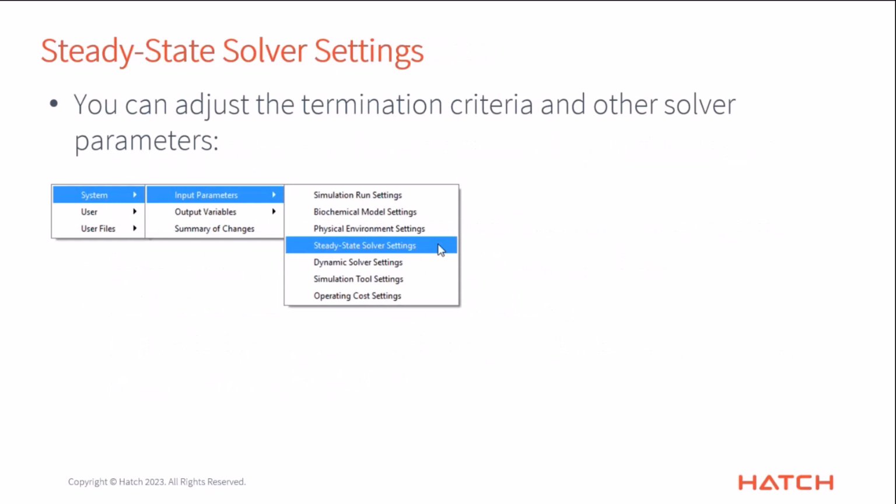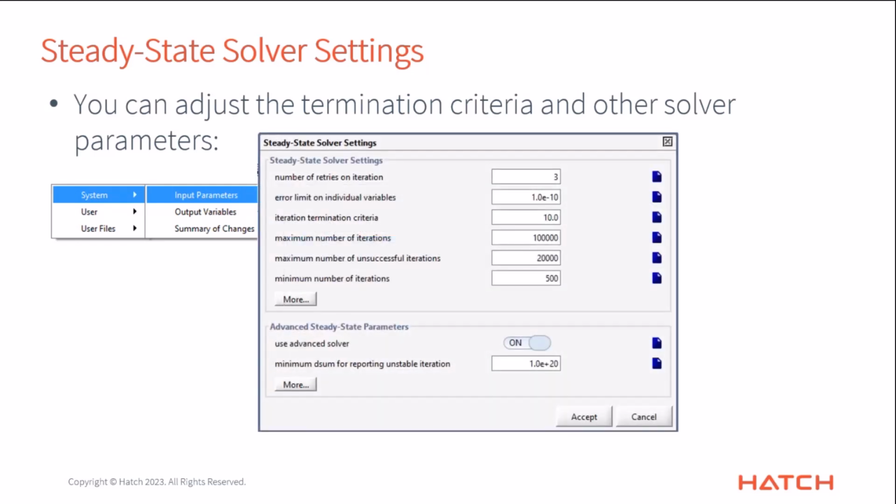So the way you can deal with this is to adjust the termination criteria and other parameters in the steady state solver settings menu. If you right click on an open spot in the background of your drawing board and go to input parameters, steady state solver settings, it opens up this menu. And in here, I would recommend starting by adjusting this number up here, which is 3 retries. It's basically the number of tries that it takes before it gives up.